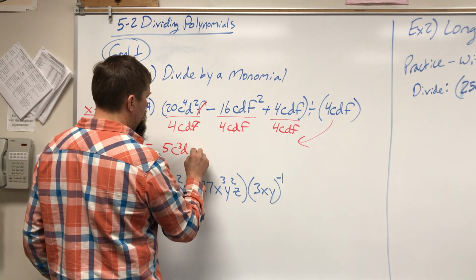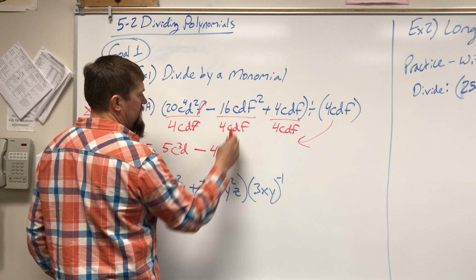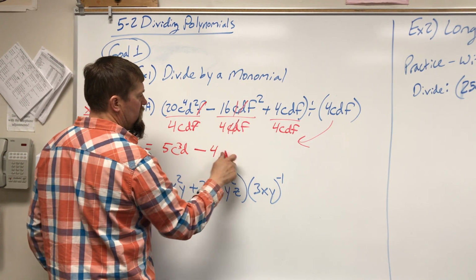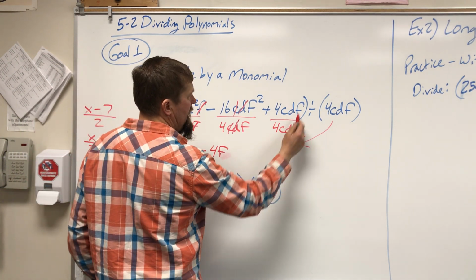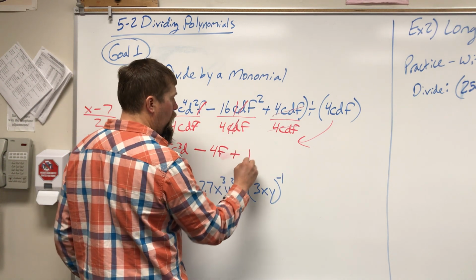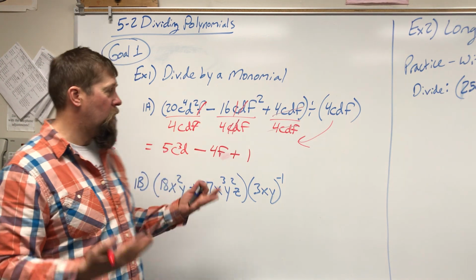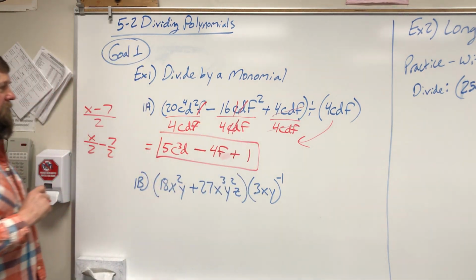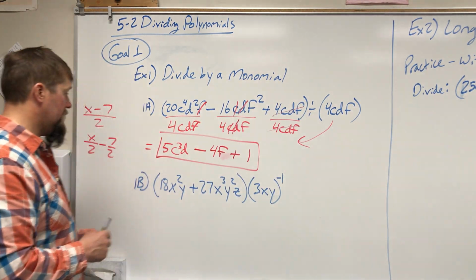The next one, we have a minus 4c. I'm sorry, the c's cancel, the d's cancel, leaving me with just an f. And here they're both identical, so basically everything eliminates, leaving me with plus 1. Don't forget, if everything eliminates, you don't get 0, you get 1. So this is my simplified form of this polynomial divided by a monomial.